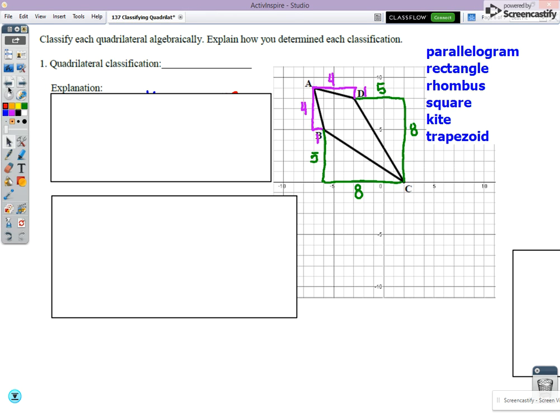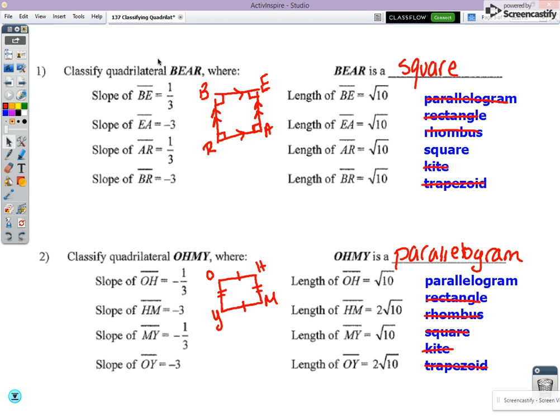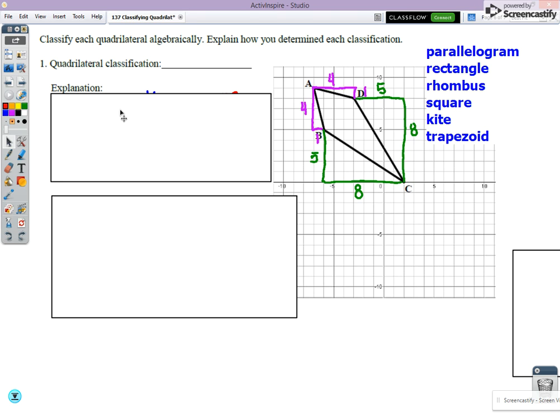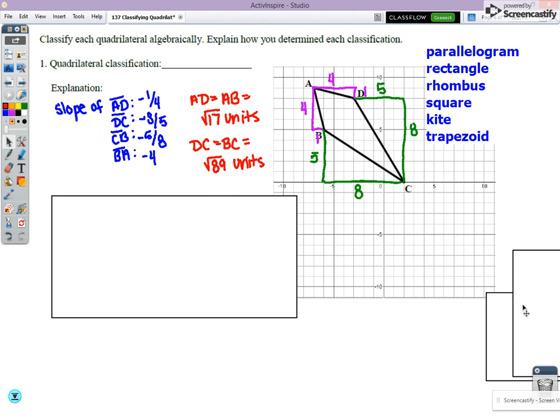You always want to set it up so that you have slopes and lengths, because you're going to need both. I know I'm moving fast and you'll have to copy these down as we go, but the slope for AD is -1/4, because I'm going down 1/4. For DC, I go down 8, right 5, -8/5. CB would be -5/8, and BA would be -4.